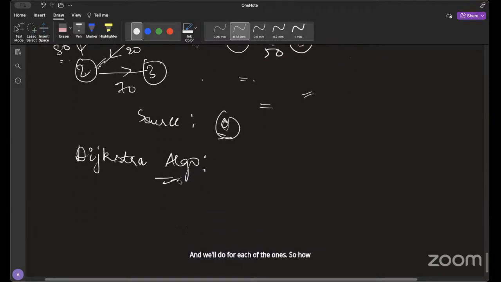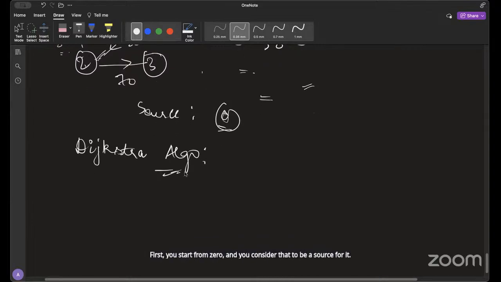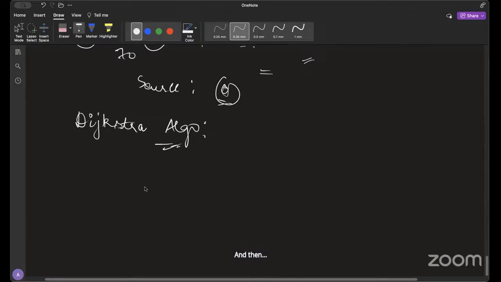So how do you do that? First, you start from 0 and you consider that to be the source vertex. And then I'll just directly give you the algorithm for it. First, you mark all the vertices here.